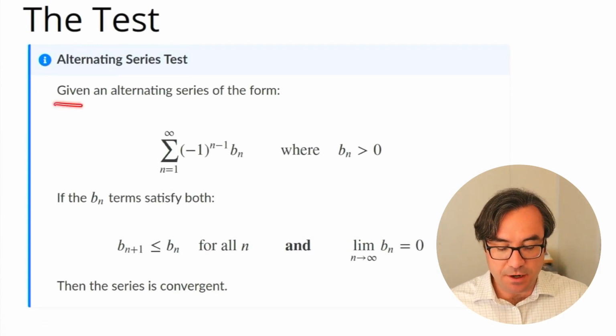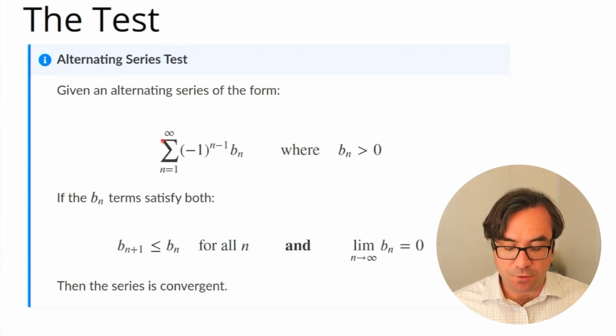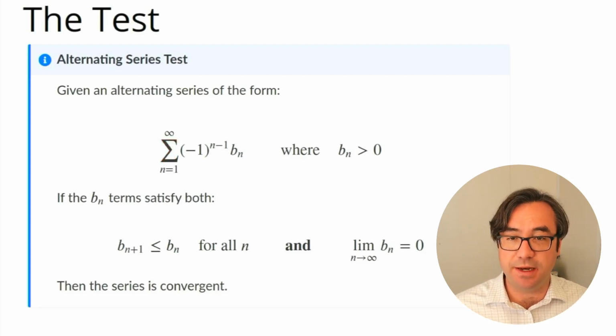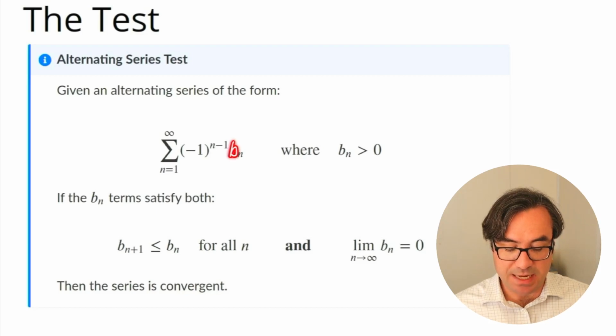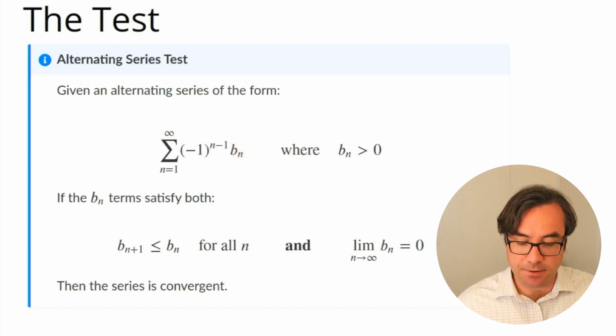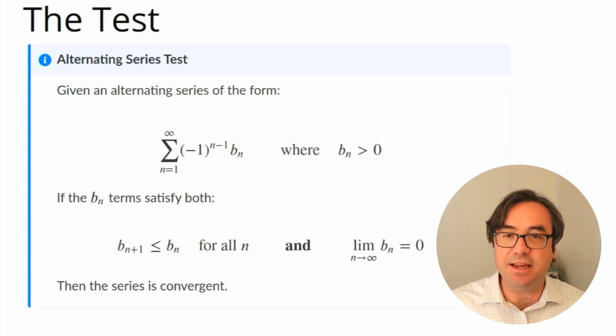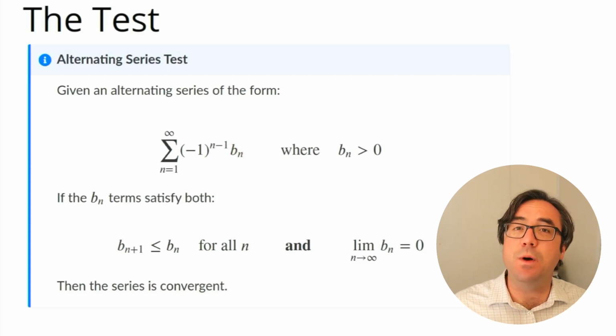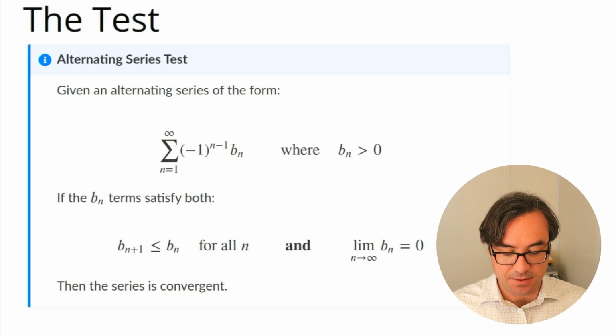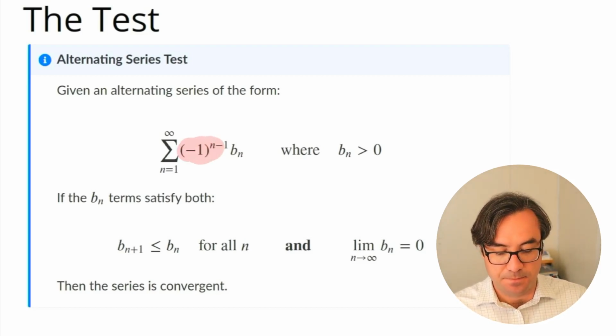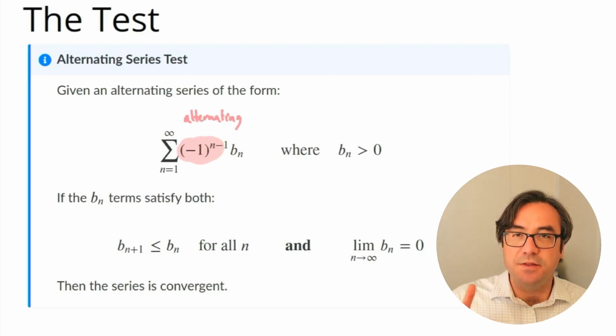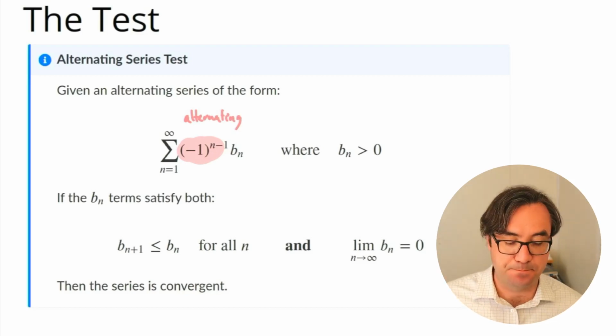Given an alternating series of the form sigma n equals 1 to infinity, negative 1 raised to the power n minus 1 times bn. Now the idea here is this power of negative 1 is what makes it alternating. This is the alternating piece here. This is something we've looked at before. These powers of negative 1 just bounce back and forth between positive and negative 1.